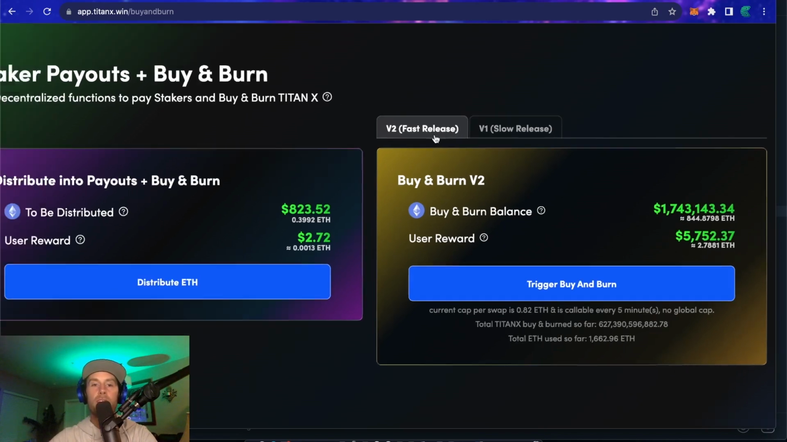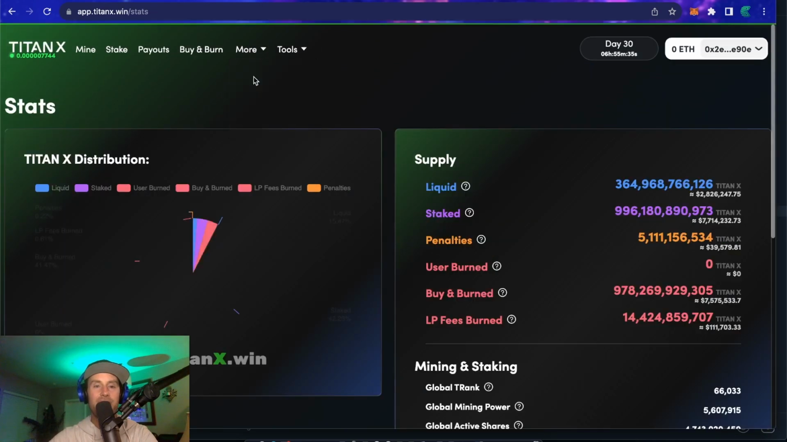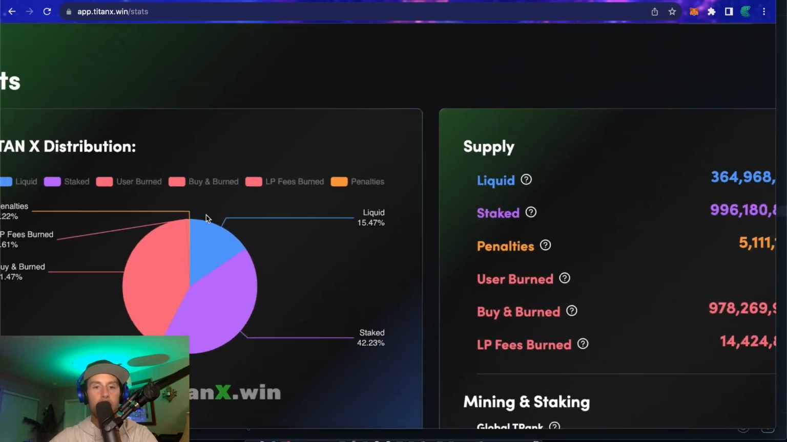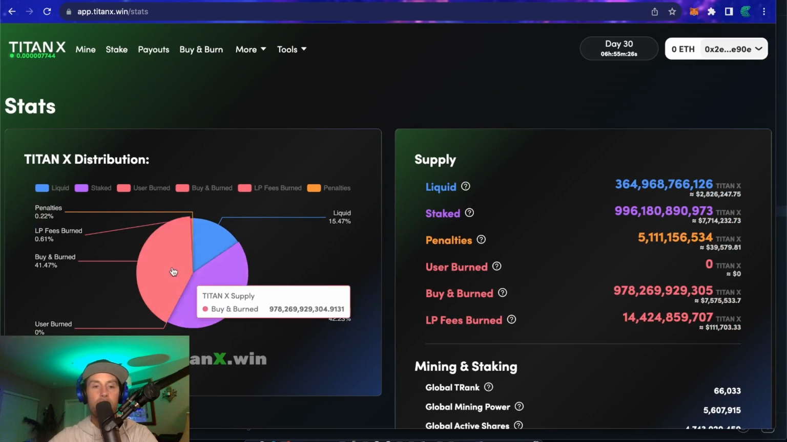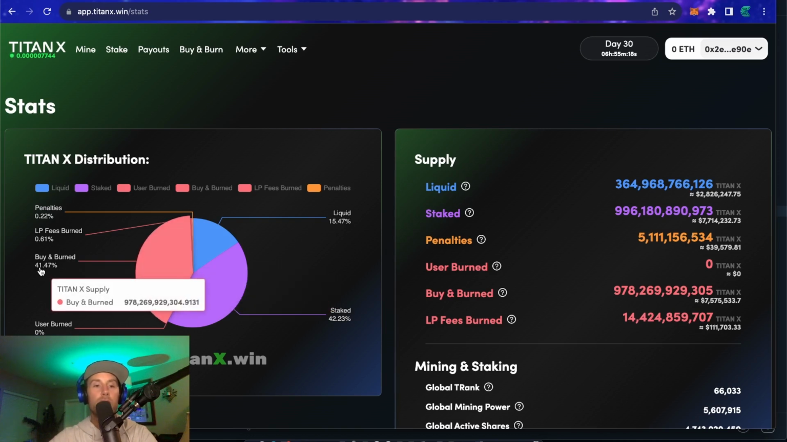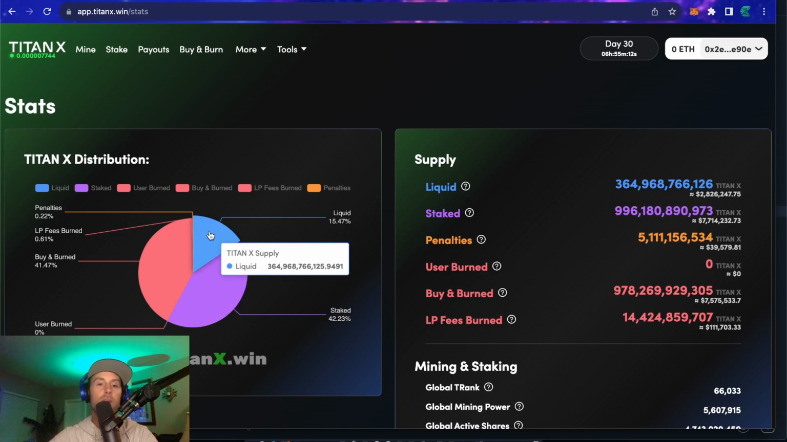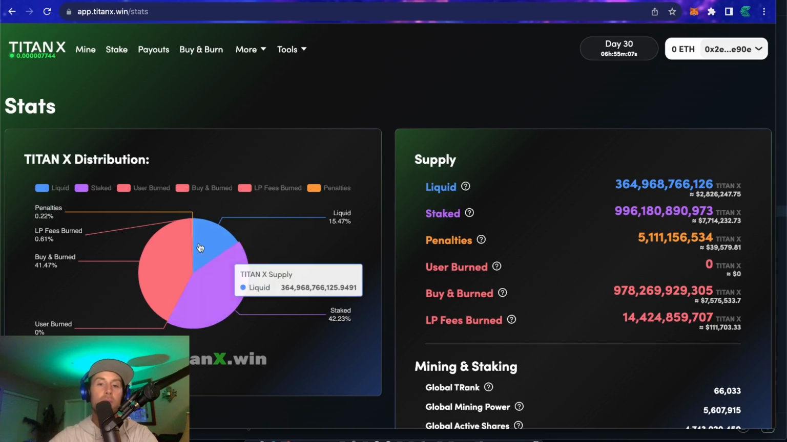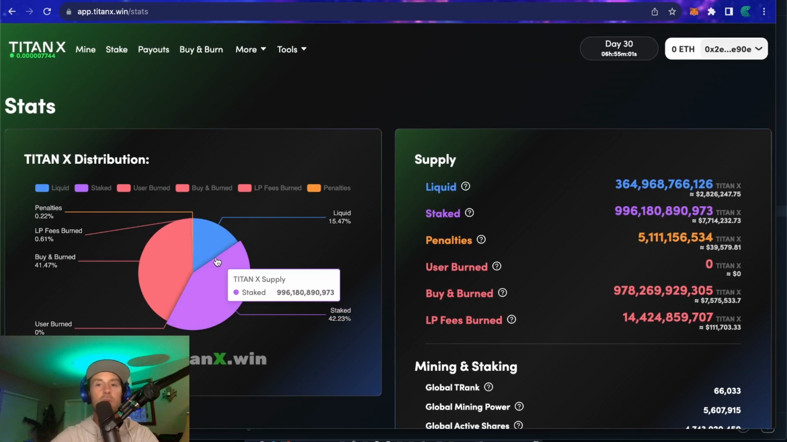Okay. And what's been happening is, when we go to the more section and go down to stats, we're going to see the liquid supply, the TitanX staked supply, and the TitanX burned through the buy and burn. This is where things get really cool. I would highly recommend coming here and checking out the numbers. Almost 42% has been bought and burned, just over 42% of TitanX is staked, and there's only about 15.5% of the total TitanX supply liquid at the moment. These are pretty cool stats, and you'll be able to come here and watch all of these grow and move and see how the system is working out.